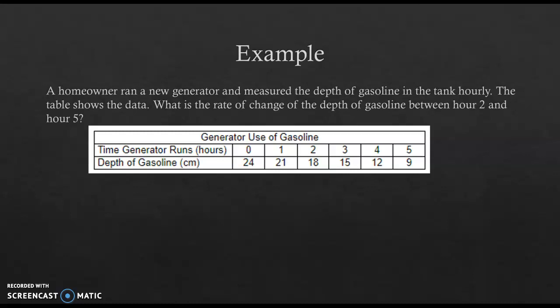Now, we talked about this before. It really doesn't matter what 2 hours we choose from. If it's a constant rate of change, it's going to be the same between any two. But they want hour 2 and hour 5. So I'm going to start with hour 5's y, and I'm going to take 9 minus hour 2. So here are our 2 points we're working with. So we're going to do 9 minus 18 over 5 minus 2.